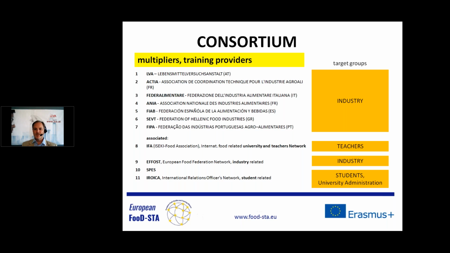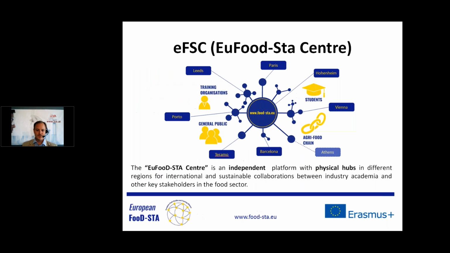Multipliers and training providers are the backbone of the project, so institutes like us are part of this project. We also have partners in France, Italy, Spain, Greece and Portugal. We have the ISEKI-Food Association network in the back, so this multinational, worldwide acting network of ISEKI helps us a lot in the distribution of our issues and tasks. We are collaborating with EFOST for the industry side, and for the student approach we are collaborating with EFFoST-Eroica, and a network of more than 15 food federations called SPREAD European Safety is also an interested partner of this project.